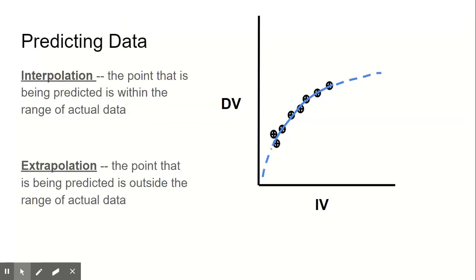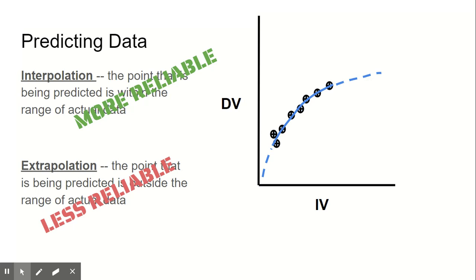In general, when we are interpolating, our values are more reliable because they're between two known points. When we're extrapolating, we don't necessarily know where that trend line goes. So any points that we're predicting by extrapolation are likely to be less accurate or less reliable. That's all.